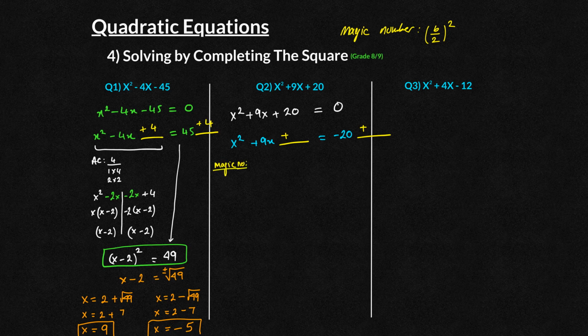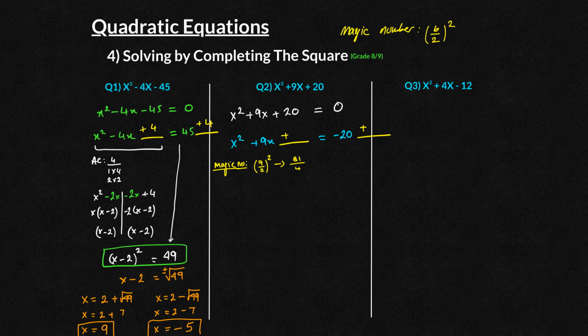Magic number. So we've got 9 over 2 all squared. That's the operation we do. Now we don't want to write 4.5 squared. We want to keep it as fractions. So if I do this in terms of fractions, I'm going to have 9 squared, which is 81, and 2 squared, which is 4. And that is, of course, 4.5 squared, or the answer to it.